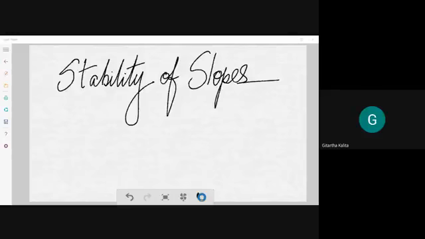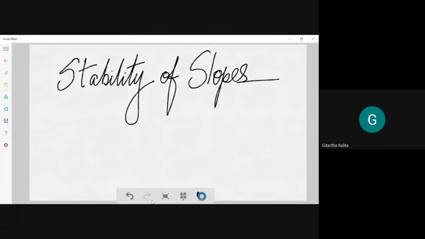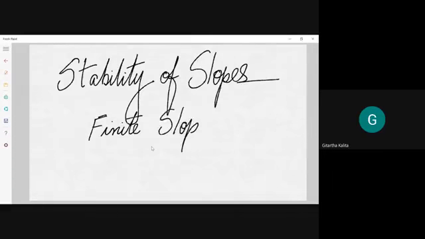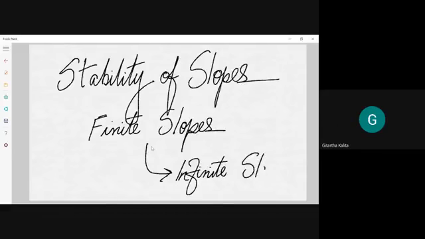So let us start with the analysis of finite slopes. We are concentrating on finite slopes, and then we will move on to infinite slopes. In finite slopes, for analysis, there are various methods.